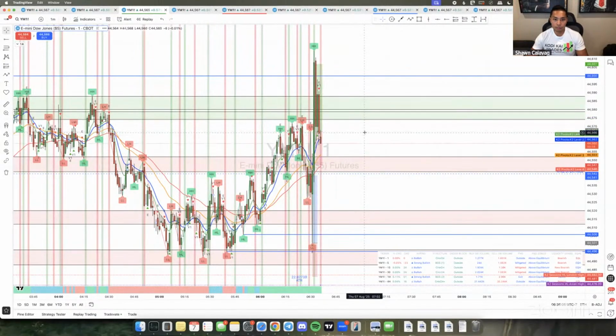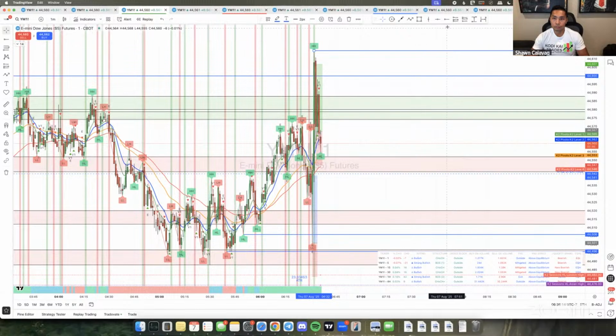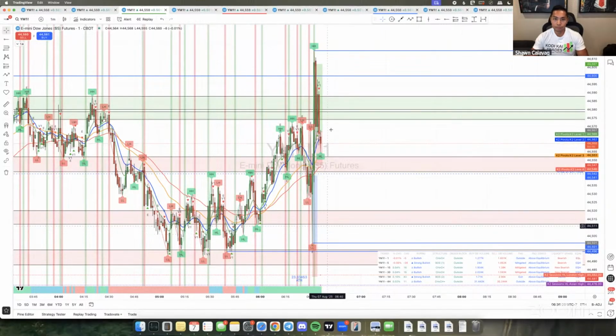Overall direction is still bullish, guys. So I'm going to be looking for another opportunity for entry here. The overall direction here is still bullish, as you guys can see. 1 minute's bullish, 5 minutes bullish, strong bullish, 15 minutes bullish, 30 minutes bullish, 1 hour is bullish, and the 4 hour is bullish as well. So if you guys are looking to take entries here, I would preferably look for buys only.